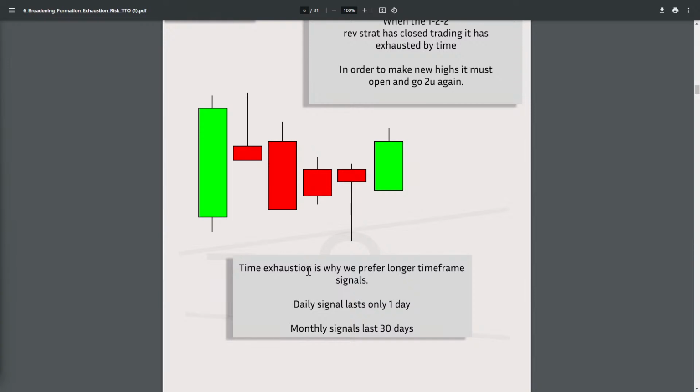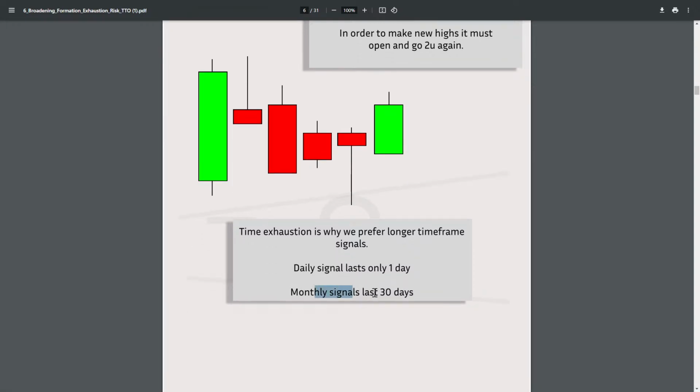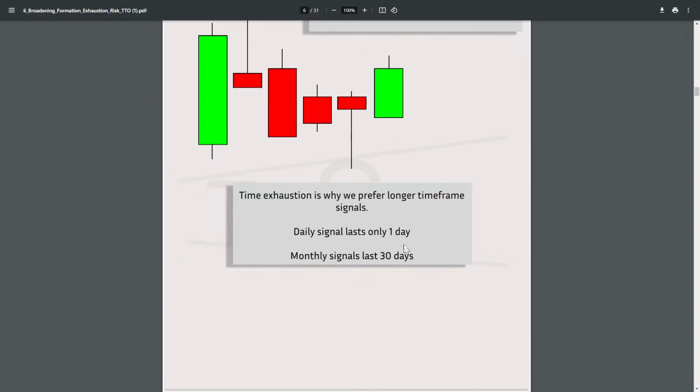Time exhaustion is why we prefer longer time frame signals, because daily signals only last for 1 day. Once they're done, they either hit magnitude or they don't, but the signal after the close of the day is gone. Monthly signals last 30 days, weekly 5 days. So we run out of time once the signal expires.